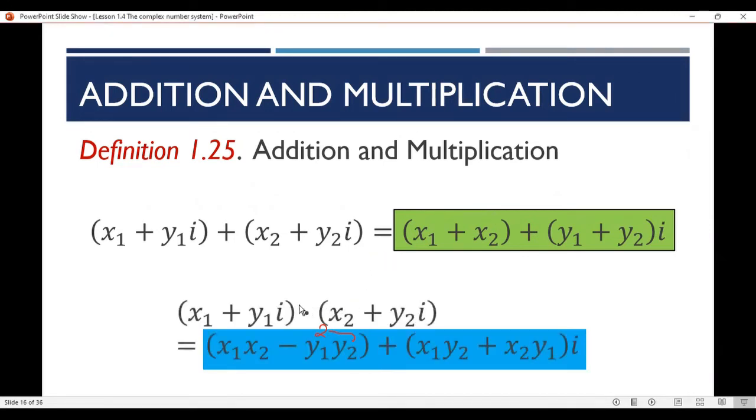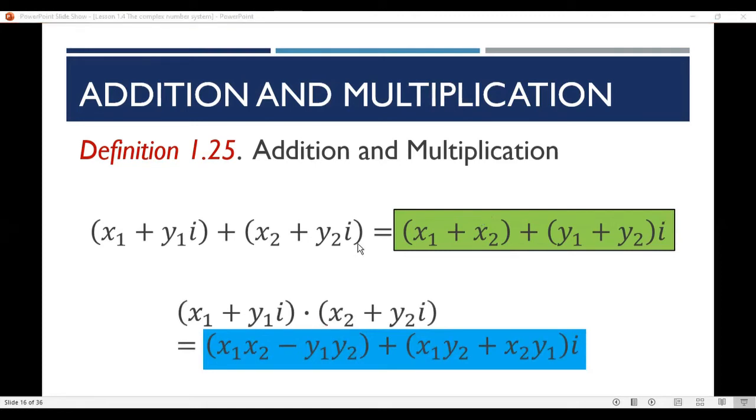Kaya ang sagot natin doon ay wala. Ayun nga, real to real: x sub 1 and x sub 2. Yun yung real to real, plus imaginary to imaginary. Pero tingnan natin kapag nasa product.